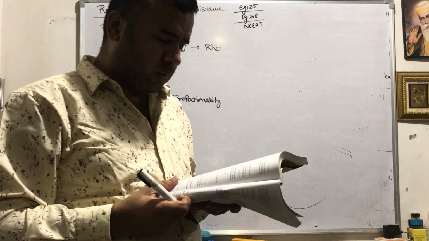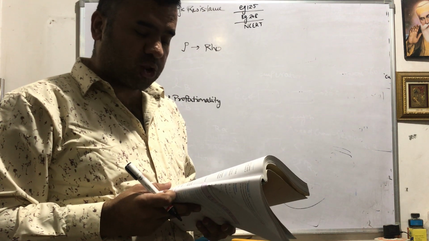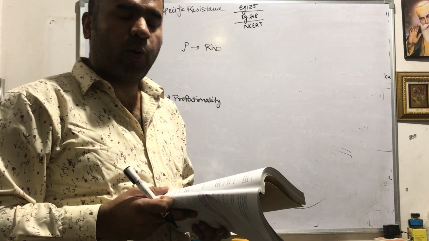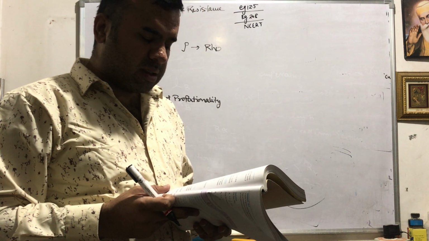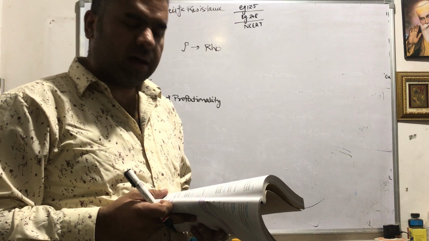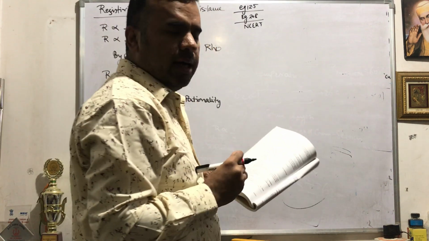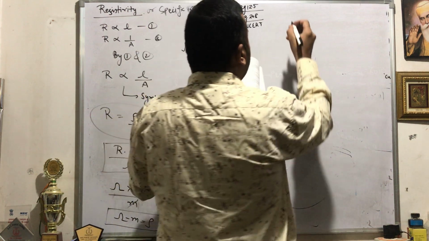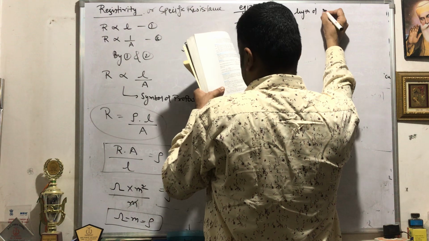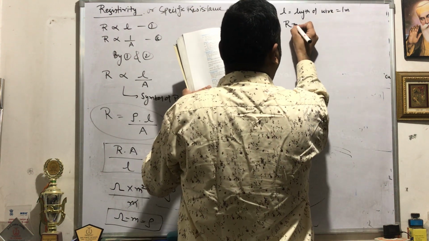I'm reading the question for you. Resistance of a metal wire of length 1 meter is 26 ohm at 20 degrees Celsius. If the diameter of the wire is 0.3 millimeter, what will be the resistivity of the metal at that temperature? Using table 12.2, predict the material of the wire. First of all, we will write down all the important data given in this question. Length of wire is given to you, 1 meter, and the value of resistance.